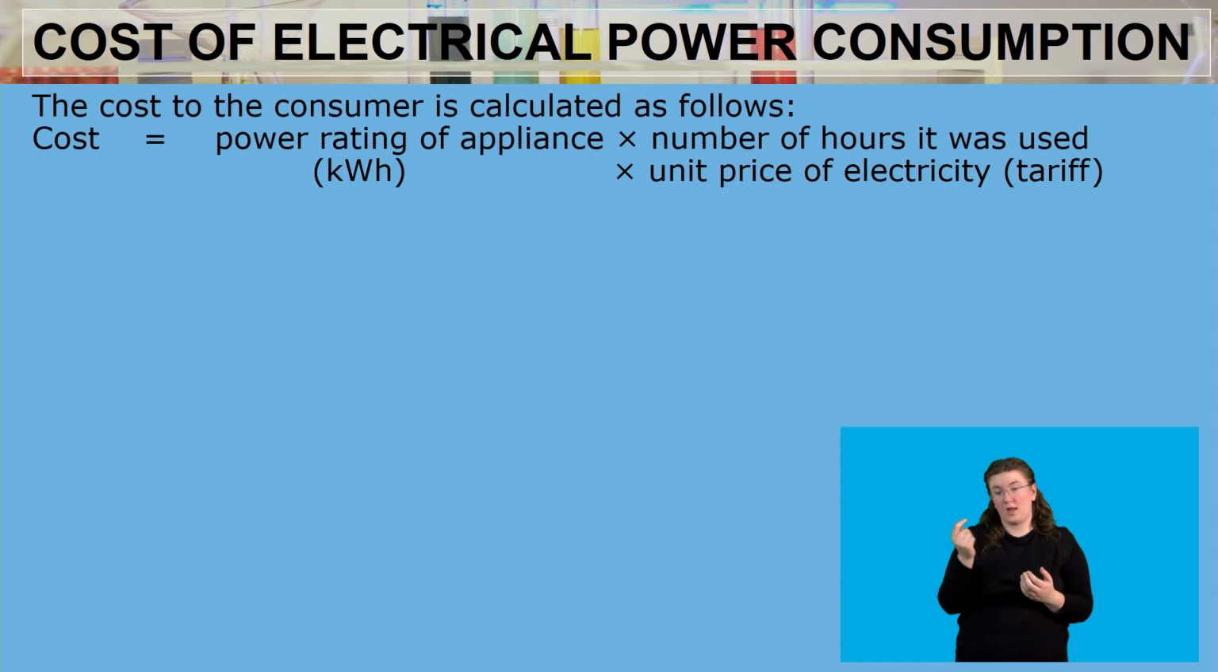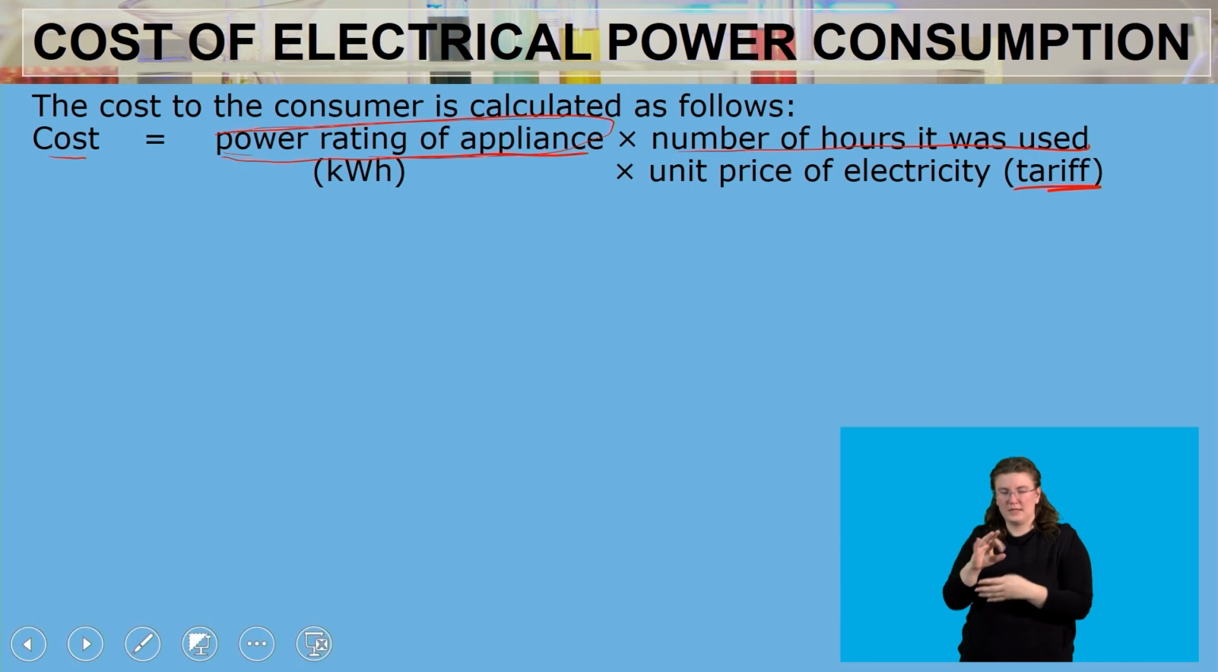So now let's look at how much we are able to pay for the electricity that we are using. Let's look at the cost of electrical power consumption. To calculate the cost, we're going to be using this formula: cost is equal to the power rating of an appliance. Remember, we find this power rating at the back of an appliance. It is multiplied by the number of hours in which that appliance was used, and then further multiplied by the unit price of electricity, which is our tariff. So let's now use this example and put it into practice.